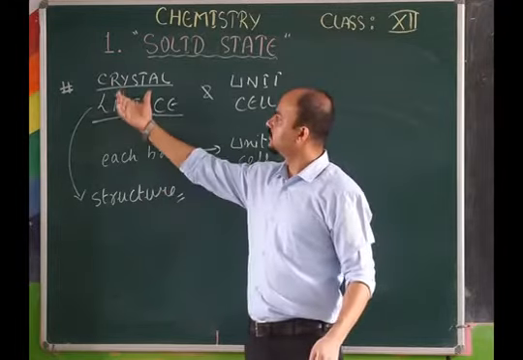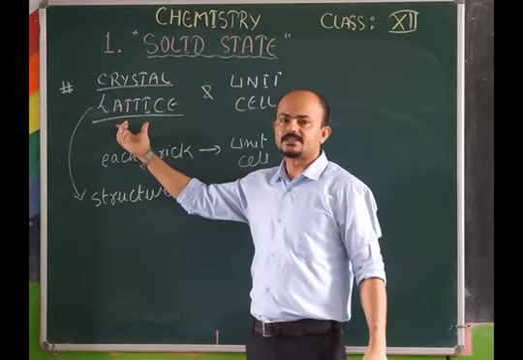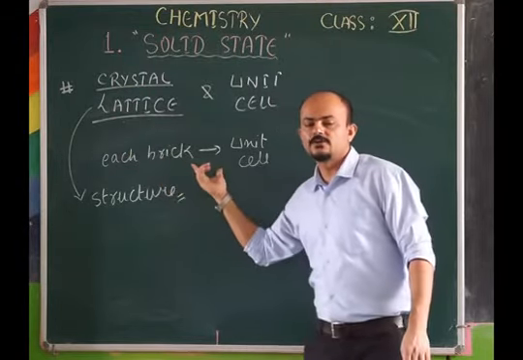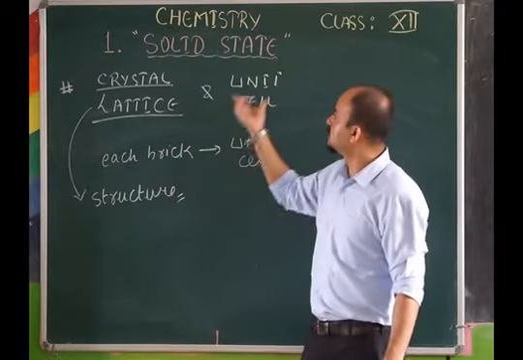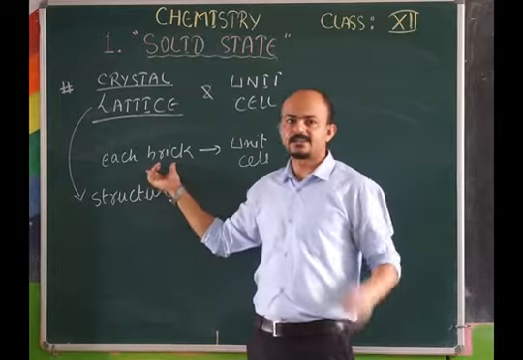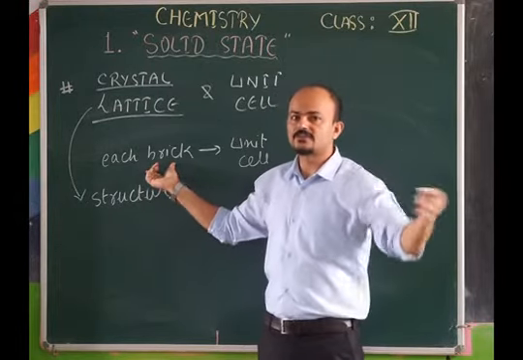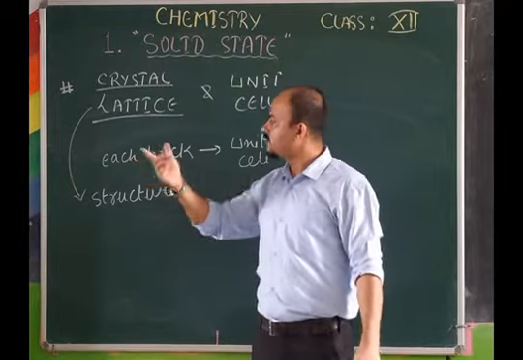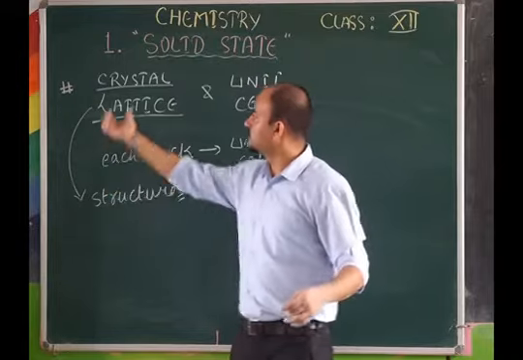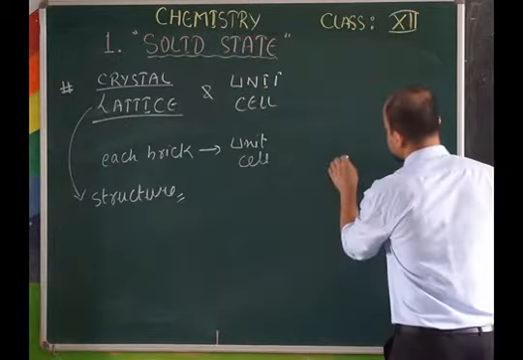That particular structure is known as what? Crystal lattice. So now this is an example. I hope you understood from this example what is unit cell. Unit cell is equivalent to each brick that is repeated again and again to form some structure, and that structure that you obtain because of each brick being repeated, okay, is known as what? Crystal lattice. So let me give you an example.